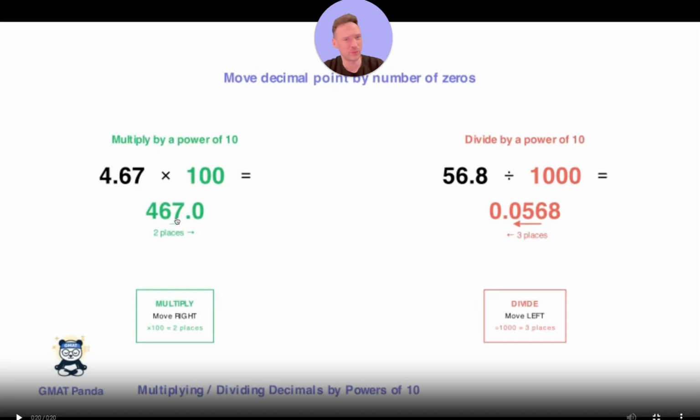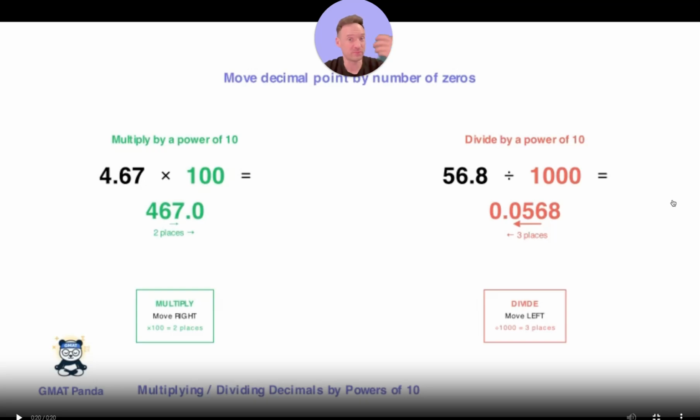And then afterwards, 467 technically does not have a decimal point, but we could write 467.0. It would be exactly the same thing. So implicitly, the decimal point is here after the 7. And you've noticed that it's gone 2 steps along to the right. Okay? And it just happens that in this 100, we have 2 zeros. So when we're multiplying by a power of 10, we count the number of zeros and we move the decimal to the right by that number of zeros.